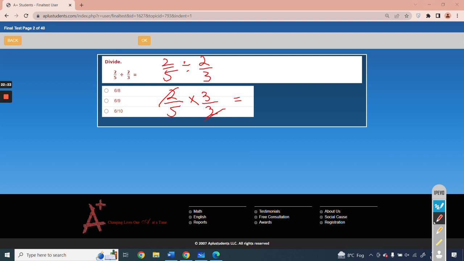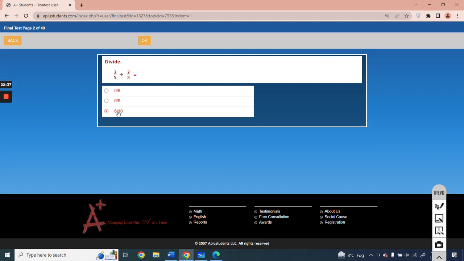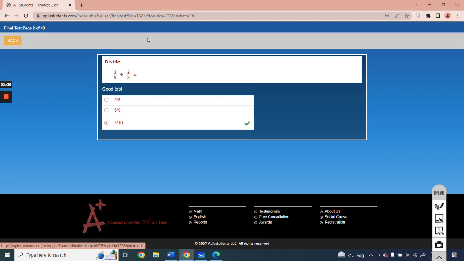You are not asked to simplify, so just multiply numerator times numerator. 3 times 2 is 6, don't cancel, and 2 times 5 is 10, so it would be 6 over 10. Got it? The correct option is 6 over 10. Just select the correct option and click on the OK button.